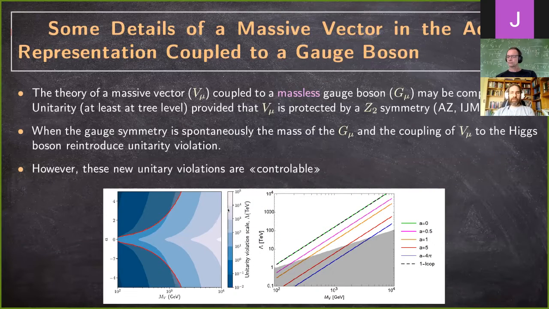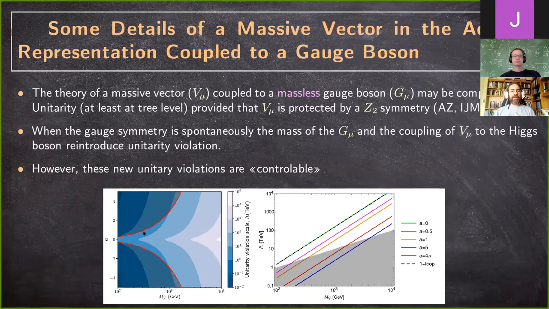Some details about these massive vectors in the adjoint representation. The idea started with realizing that the theory of a massive vector coupled to a massless gauge boson may be compatible with unitarity, at least at tree level, provided that the massive vector is protected by a Z2 symmetry. This is a result I got almost 7 years ago. When the gauge symmetry is spontaneously broken, the mass of the gauge bosons and the coupling of the massive vector to the Higgs boson reintroduce unitarity violation. However, this unitarity violation can be under control.